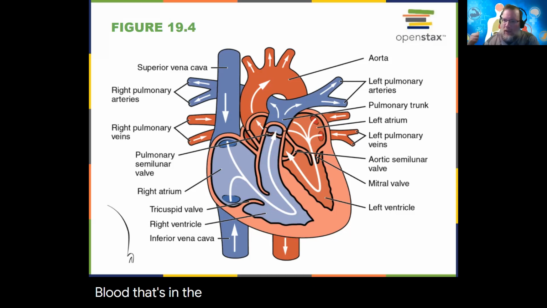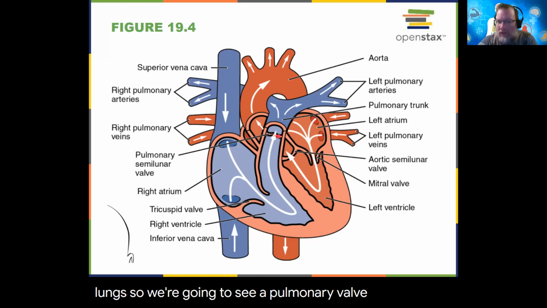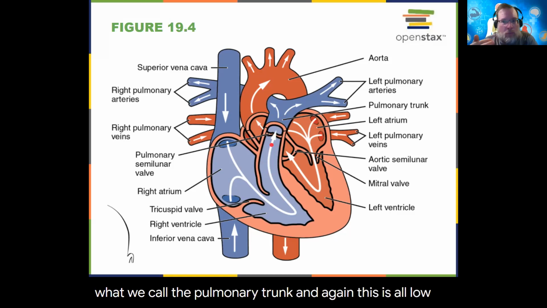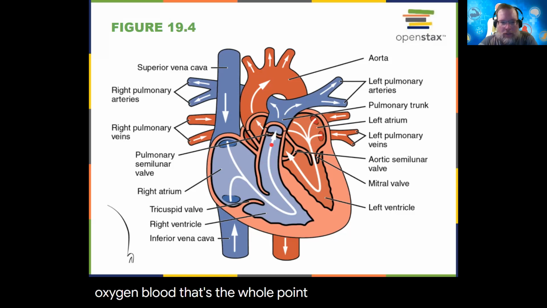And where are we going with this blood that's in the right ventricle? Remember, the right side of the heart is pumping blood over to the lungs. So pulmonary is your magic word for relating to the lungs. So we're going to see a pulmonary valve. A pulmonary valve is going to leave that right ventricle and open up into what we call the pulmonary trunk. And again, this is all low oxygen blood. That's the whole point of pumping it over to the lungs.